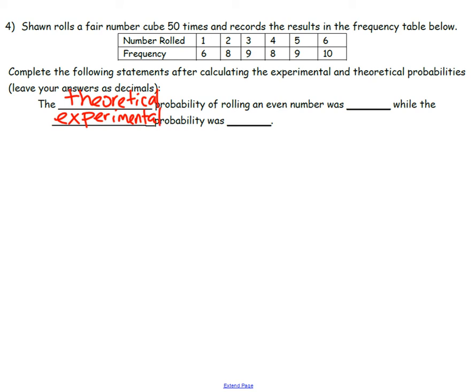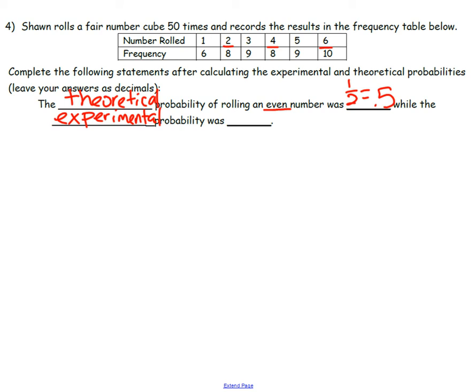Remember, theoretical is what we want to happen. So if we want an even number, how many outcomes on our cube are even numbers? 3, because it can be a 2, a 4, or a 6. So that's 3 out of 6, which is 1/2. And since it wants that as a decimal, 1/2 would be 0.5.